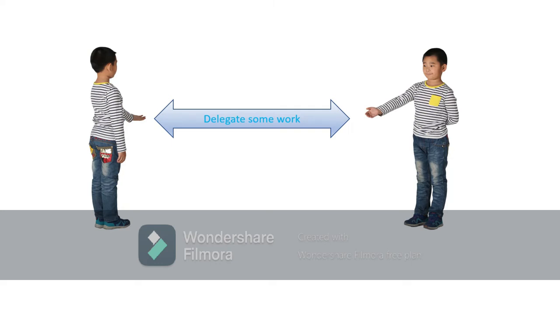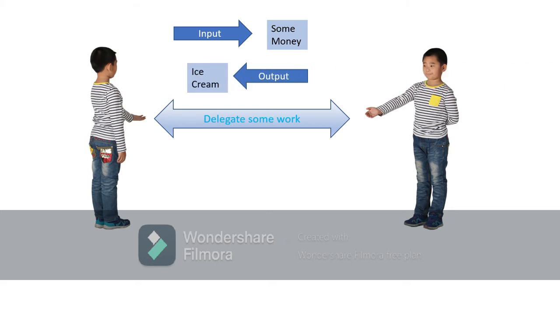So what's happening between Shaw and his brother Sinjin? Shaw is delegating some work to his brother Sinjin. What that work is about, Shaw is giving some money to his brother, which we can say is input, and in return he's expecting some ice cream from his brother. So our input is money from Shaw and the output is ice cream. So input is taken by Shaw's brother, and in return he gives ice cream to Shaw. And that's the delegation of work here.